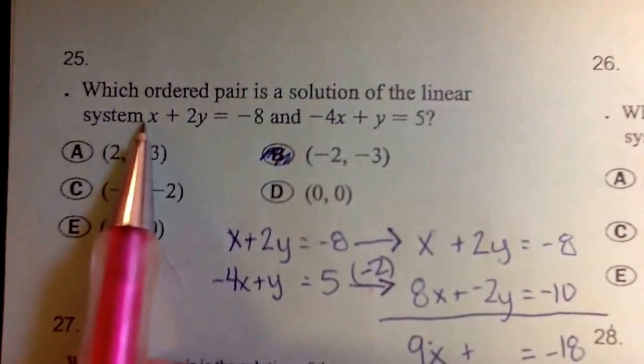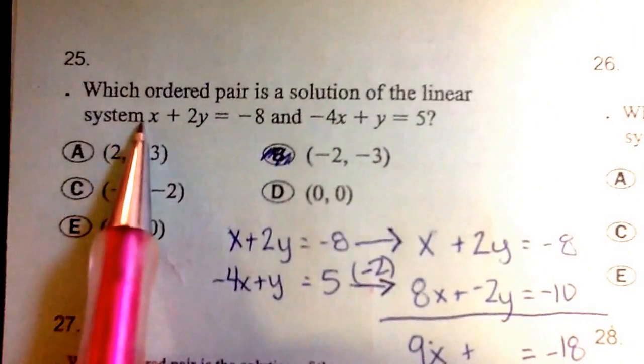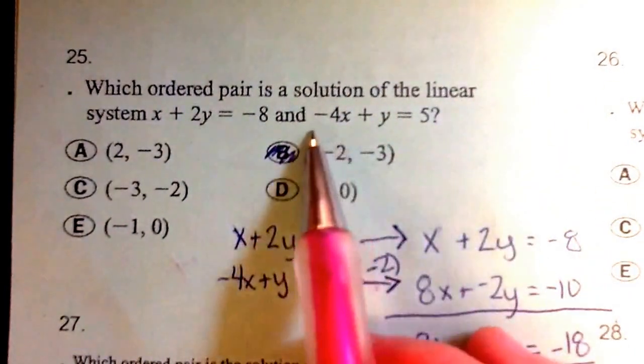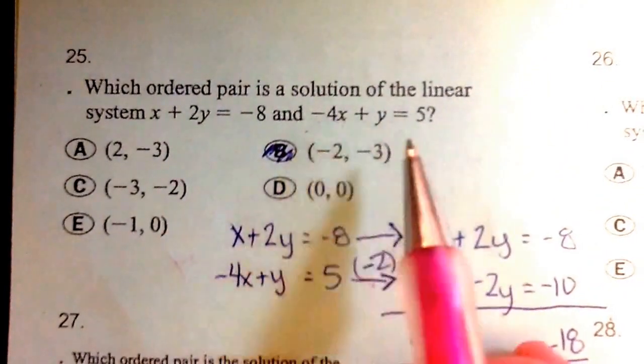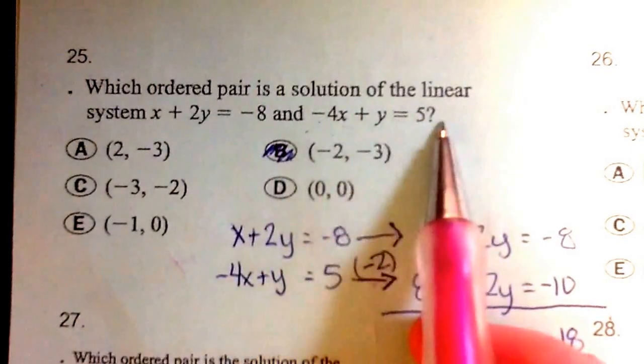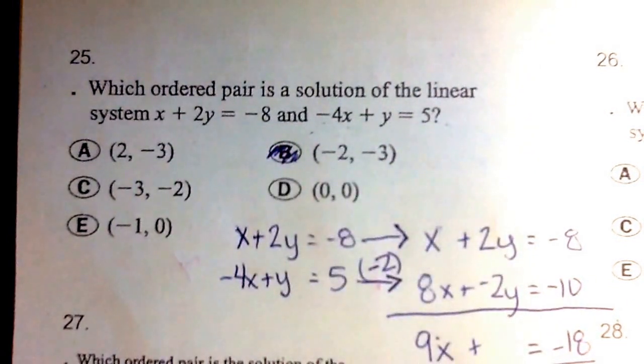If I had negative 2 plus 2 times negative 3, that would be negative 6. So negative 2 plus negative 6, yes, that would be negative 8. That's true. What about negative 2 here? Negative 4 times negative 2 would be 8. 8 plus negative 3 would in fact be 5. So this would work in both equations, and B is my solution.